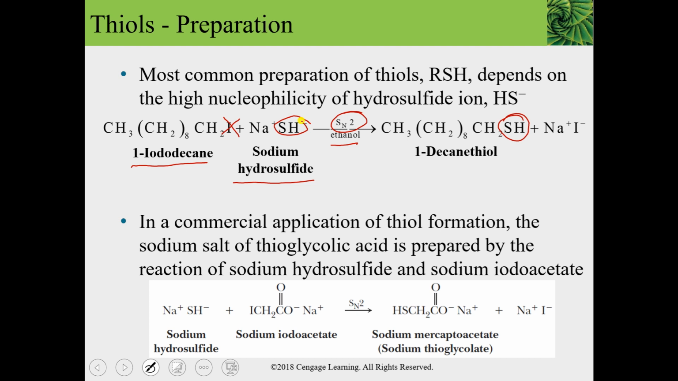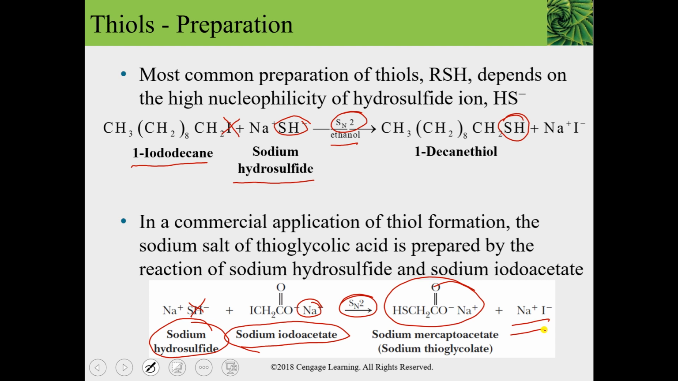All right. Commercial applications of thiol formation: we get the sodium salt of thioglycolic acid. We get that by using sodium hydrosulfide with sodium iodoacetate. So what do you see happening? What we see is that this comes off, this gets added, and we have a combination here. This is an SN2 reaction, and our other product is sodium iodide.